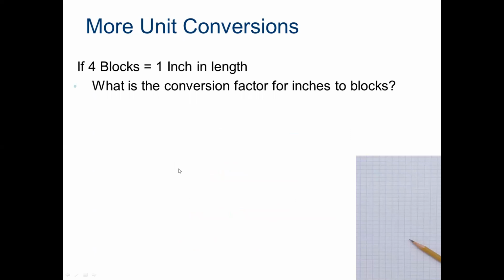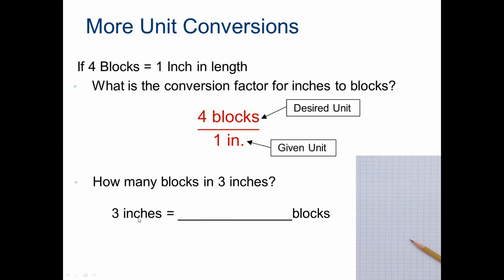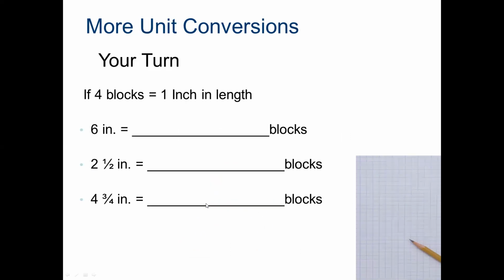So we've got several different conversions. You can do this for grid paper. That can be helpful. 4 blocks equals 1 inch. Desired units, given units, all that good stuff. So how many blocks is 3 inches going to be? There you go. 12 blocks. Okay. If 4 blocks is equal to 1 inch in length, and you have 6 inches, how many blocks is that going to be? Again, 6 inches here, your desired unit is on top, 4 blocks, and your given unit is 1 inch, and so 6 times 4 is going to be 24.